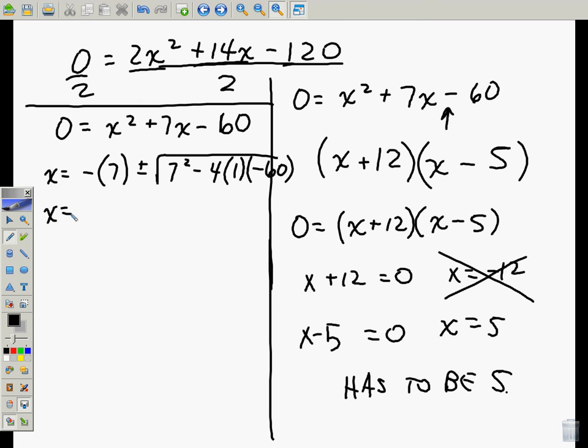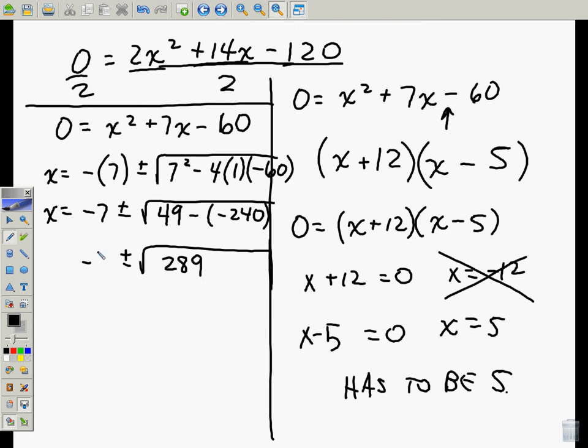So I've got x is equal to negative 7 plus or minus the square root of 49 minus, now, 4 times 60. What do we end up with? We've got negative 240, but then we've got subtracting a negative 240. So I'm going to end up with, in my square root, my radical, 289. Okay, so negative 7 plus or minus the square root of 289. How does this help me? Well, look at what happens. When I take the square root of 289, conveniently I get 17.